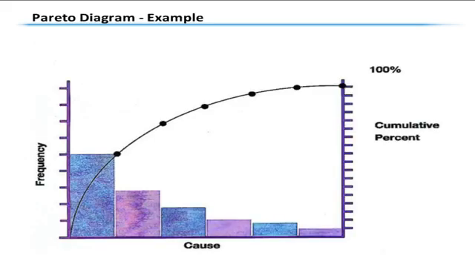Pareto diagram. Example. Let's go through a Pareto analysis diagram showing some website failures and their causes. This shows the frequency of failures along with its cumulative effect and percentage on the y-axis against various causes plotted on the x-axis.